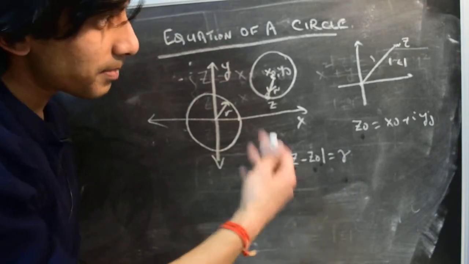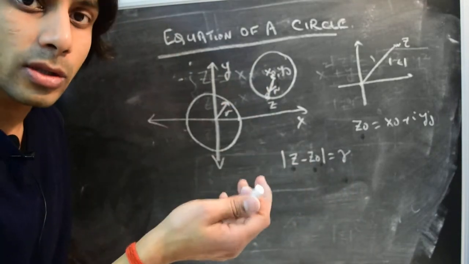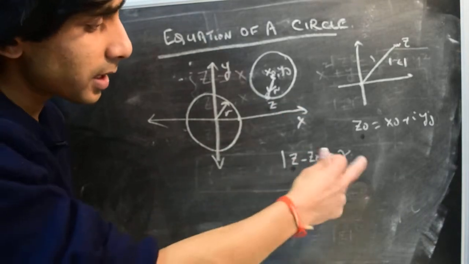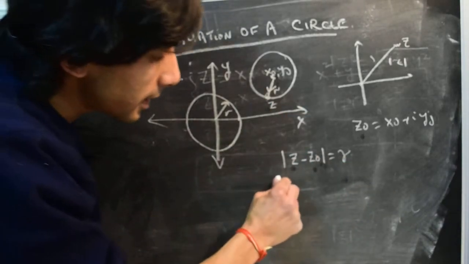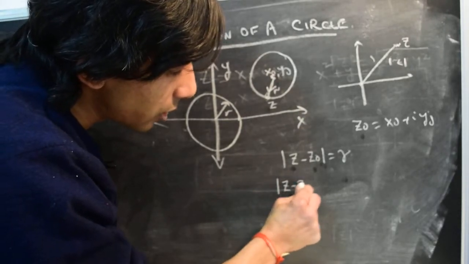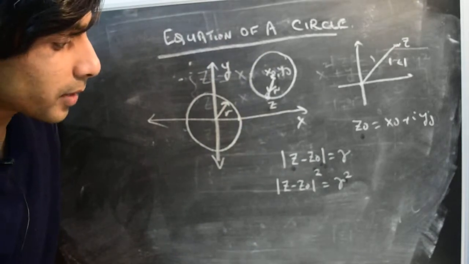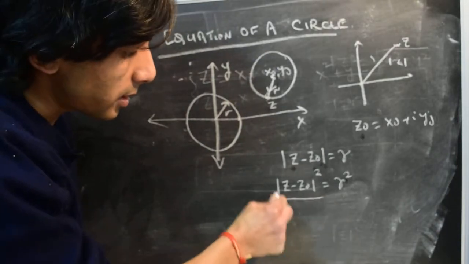So let's see whether this matches the equation of a circle that we're more familiar with in terms of Cartesian coordinates. If mod of z minus z0 is r, then mod of z minus z0 squared is r squared, right? Now what is the modulus of z minus z0 squared?